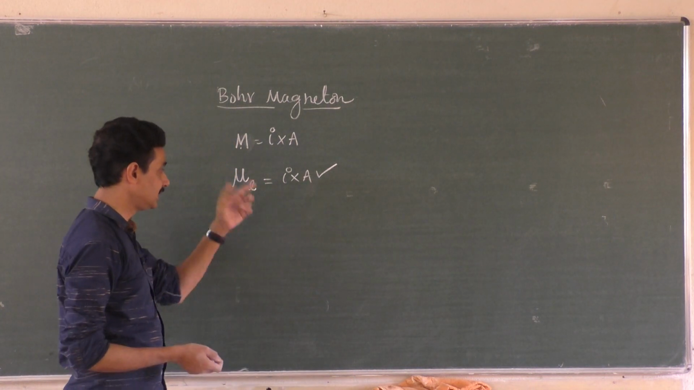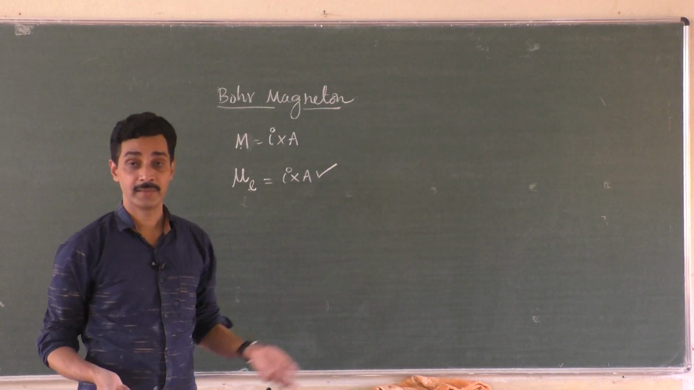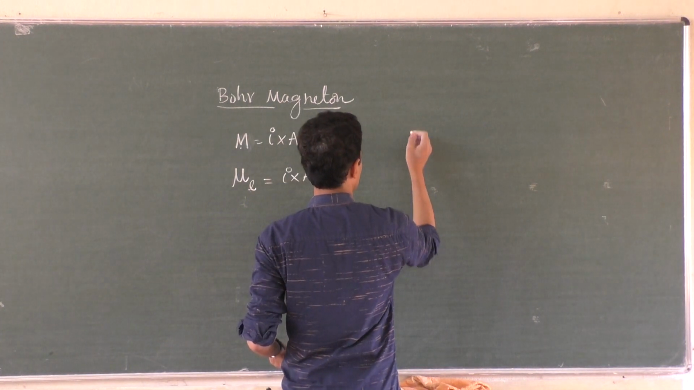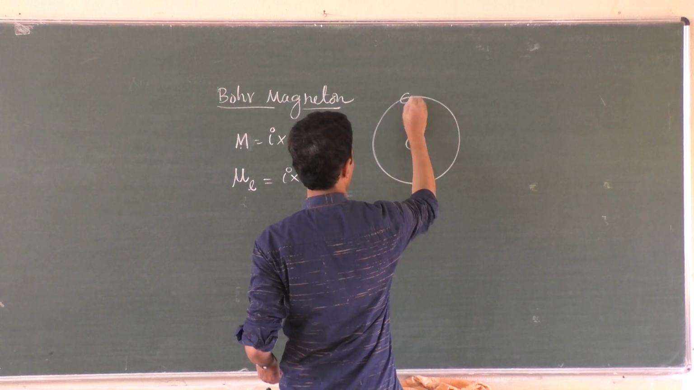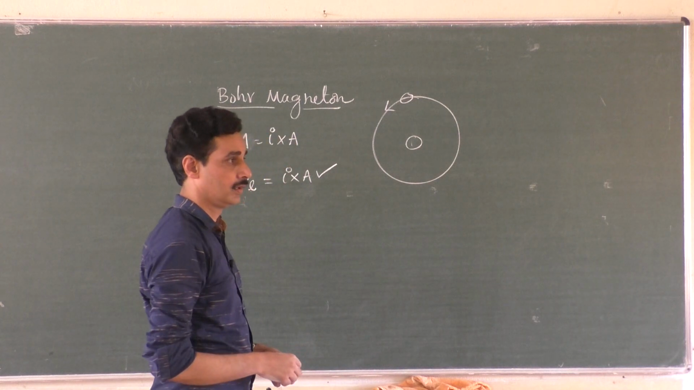So if this is I into A, sir, what is I? Current produced by the electron. You imagine, and you have to draw this diagram actually. So imagine the nucleus. I don't write the charge of the nucleus. This is the electron revolving around the nucleus. Let this be the direction of the electron.